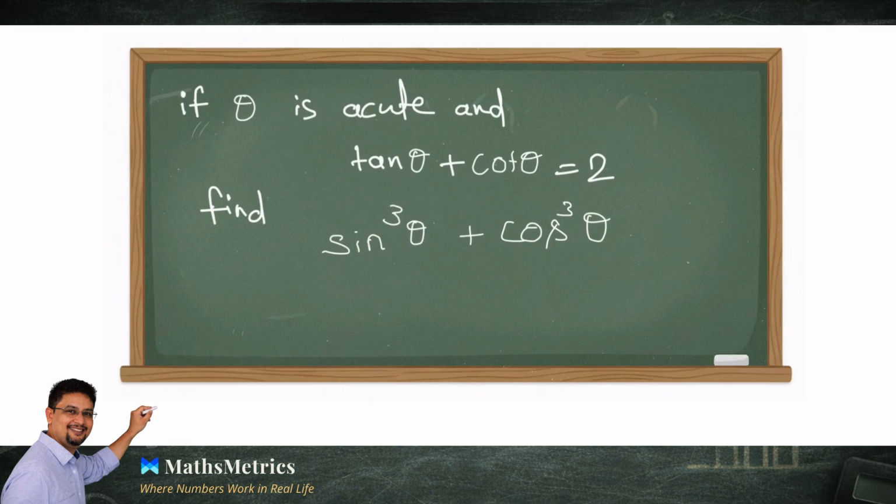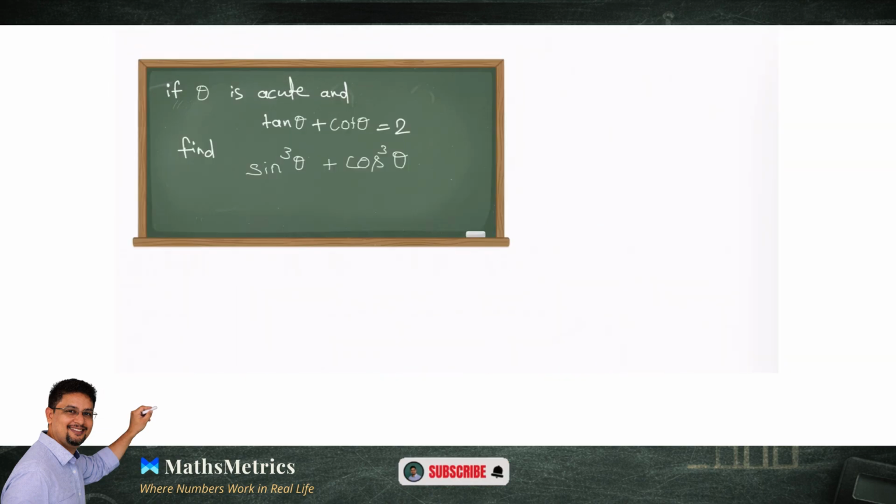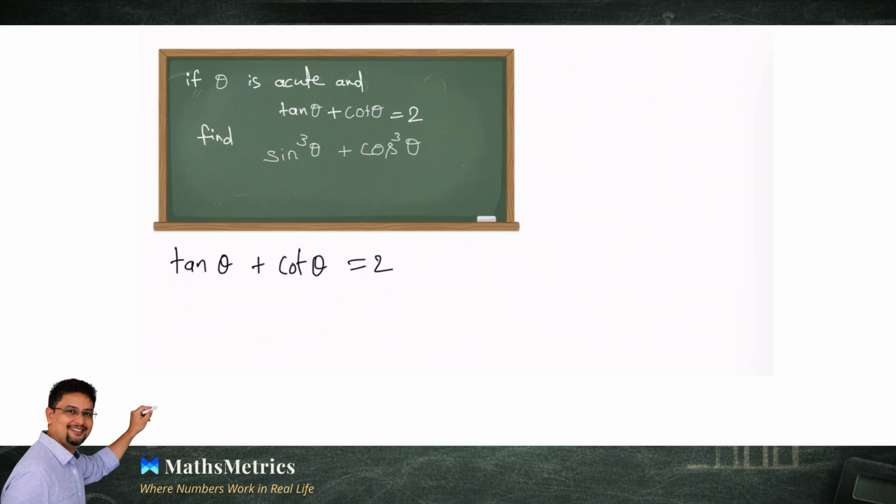If theta is acute and tan theta plus cot theta equal to 2, find sin³ θ plus cos³ θ. From the equation, tan theta plus cot theta equal to 2. We know that tan theta can be written as sin theta by cos theta plus cot theta can be written as cos theta by sin theta, that is equal to 2.